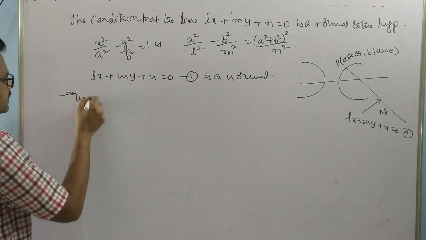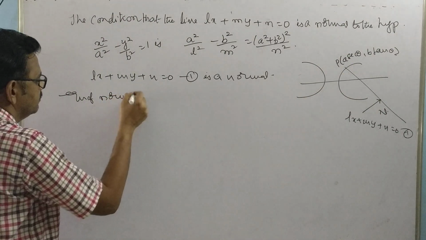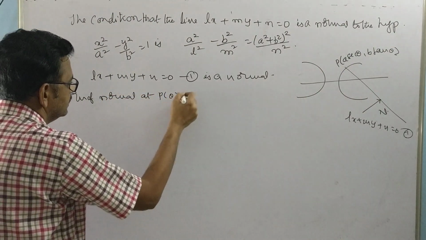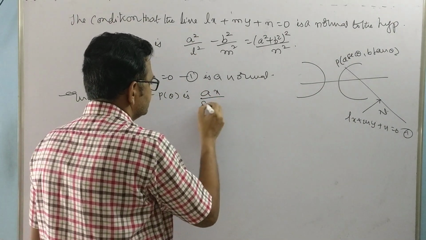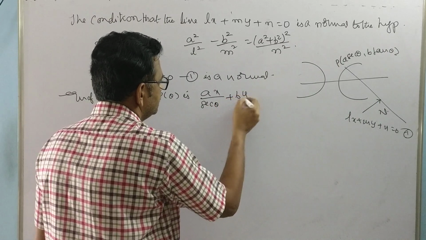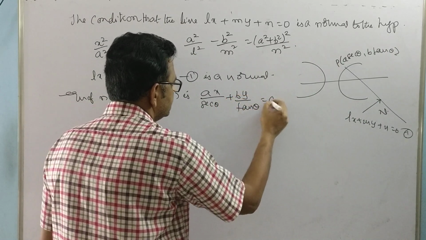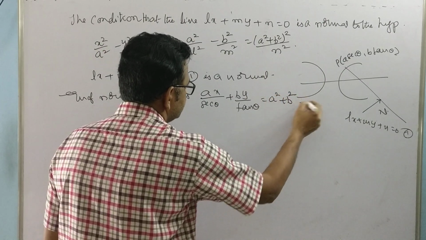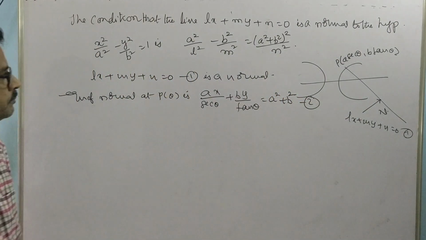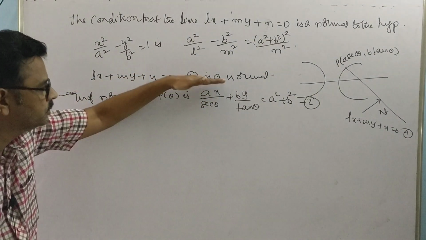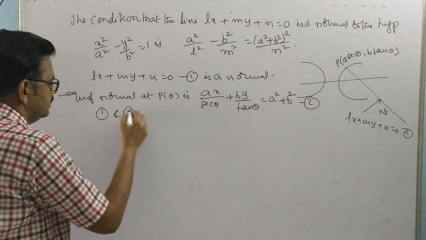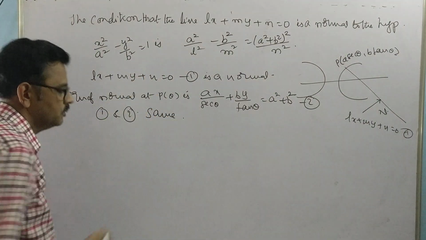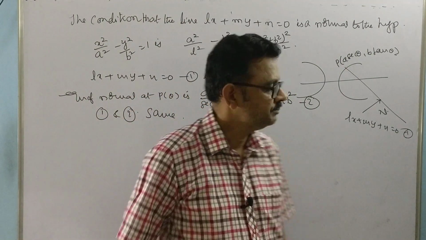So the equation of normal at the point P(theta) is ax by secant theta plus by by tan theta is equal to a square plus b square. This is the second equation. So 1 and 2 both represent the same line. This is a normal, this is also a normal. So 1 and 2 represent the same line.